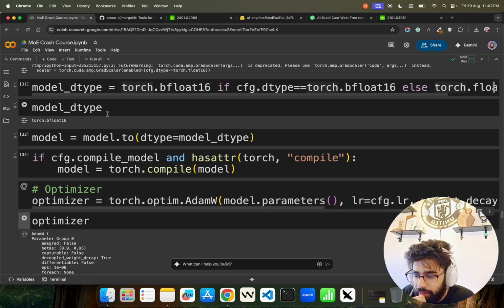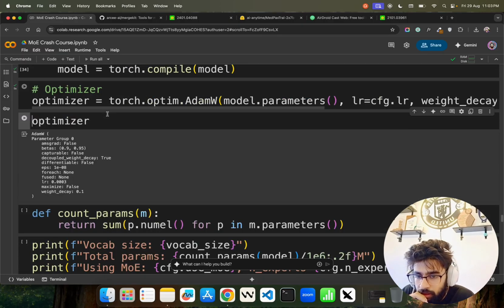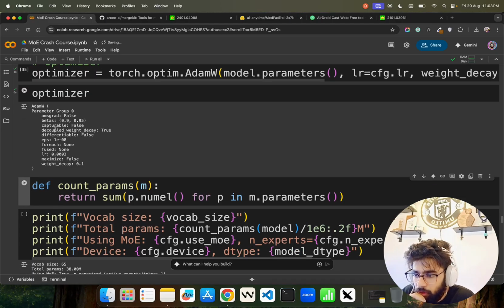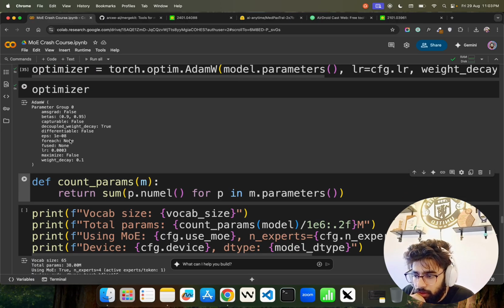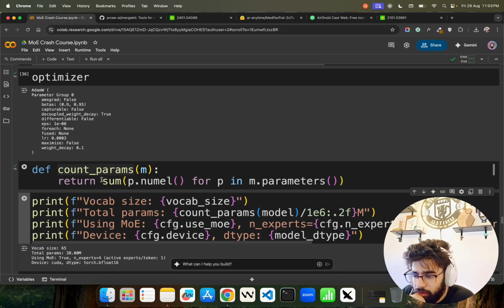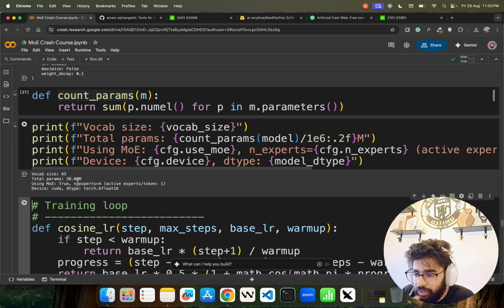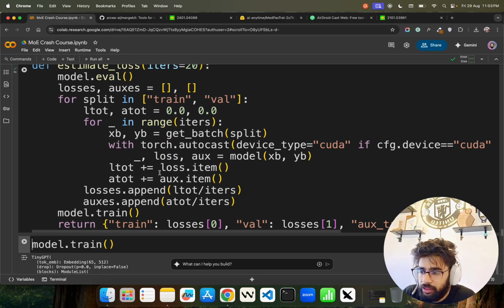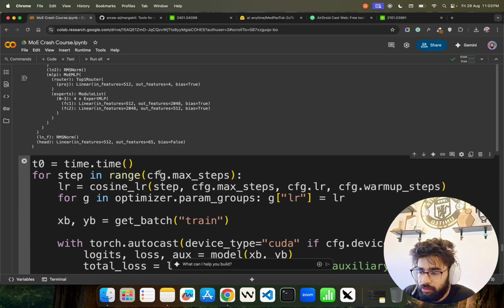That is fine. We get the optimizer. It will take a little time for the optimizer. And if we are using AdamW, you can see here all the parameters. Looks all good. Learning rate, weight decay, maximize, this is fine. Count parameters: it's going to create, you can see the total parameters, only 38 million parameters. Using MoE is true, number of experts 4, active experts per token 1. And now we have the training loop here with the cosine schedule. Let's just run this model train.